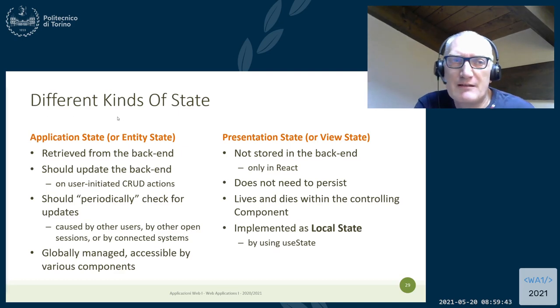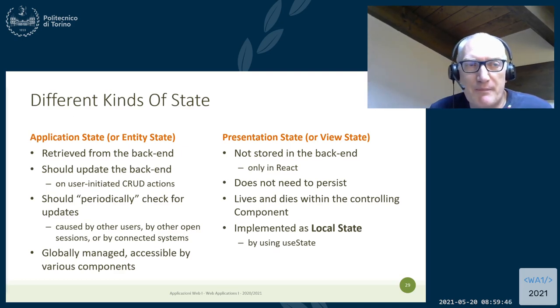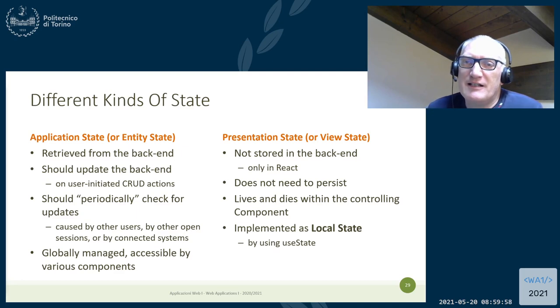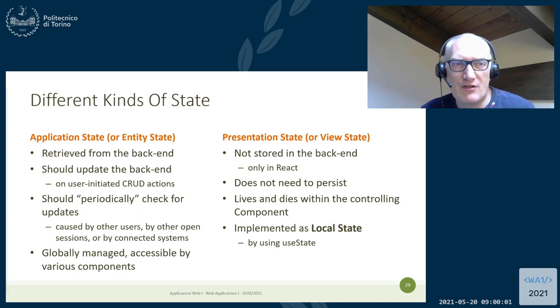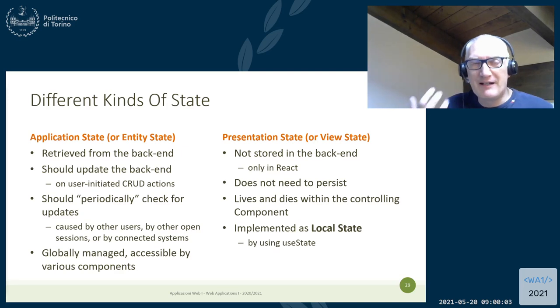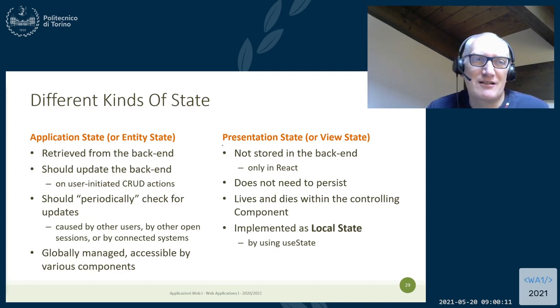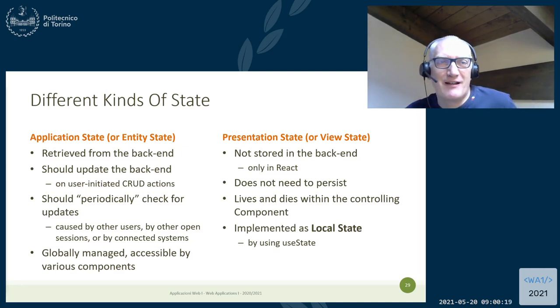We should remember that we have different types of state in our applications, and we should handle this state in a different way depending on the nature of the state variables. Okay, some state is the real state of the application, so it contains the data, the real information on which the application is running. Plus, we have some presentation state, which is a set of extra variables that we need for handling the component.